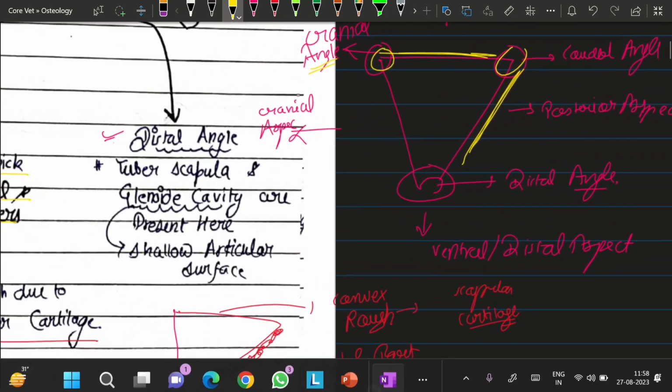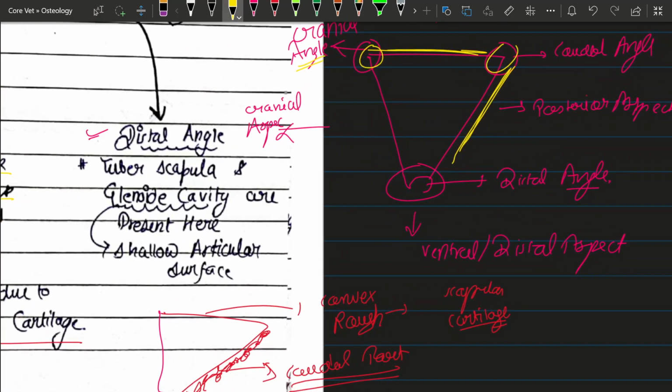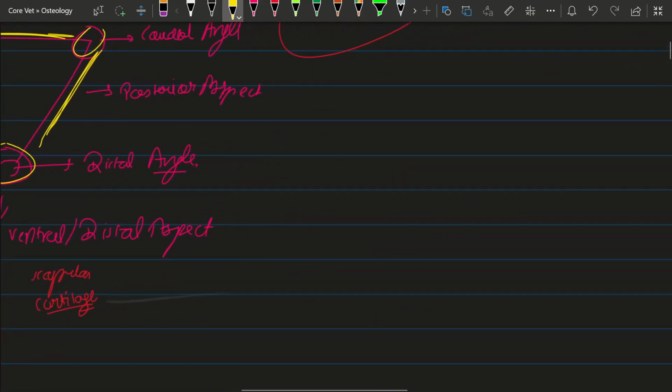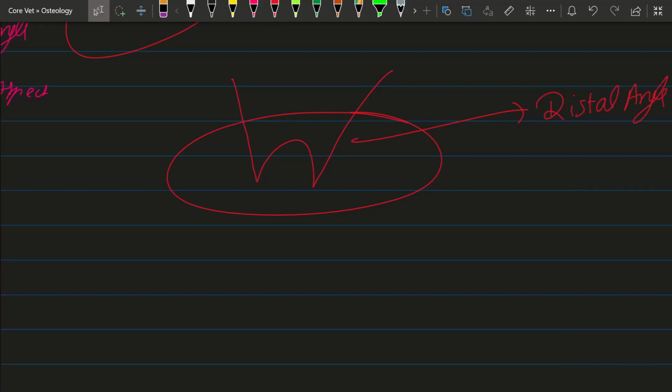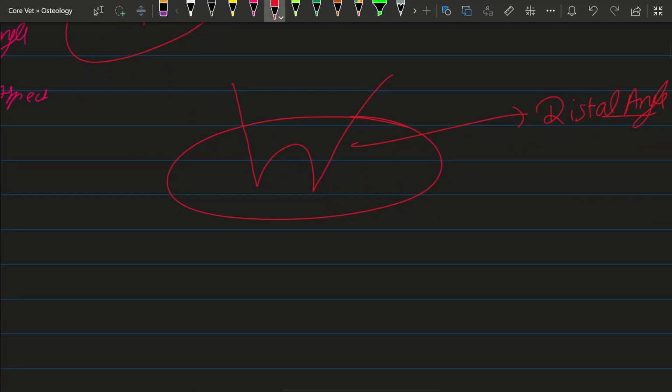Now coming on to the third angle, which is the distal angle. The distal angle is facing towards the ventral side, the distal aspect, and it bears two things. One is the tuber scapula and the second is the glenoid cavity. This glenoid cavity is a shallow articular surface. How so? Let me tell you. This is the distal angle.